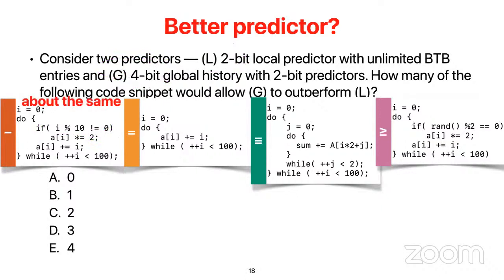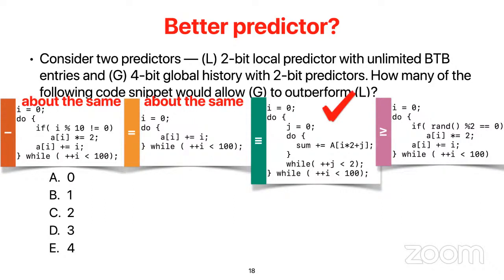And the second one, who is doing better, or do you think they are about the same? I think local does better. Local would do a better job because of shorter time to train. True. Right. So the third one, you are right. The global predictor is definitely doing a better job. And how about the last one?